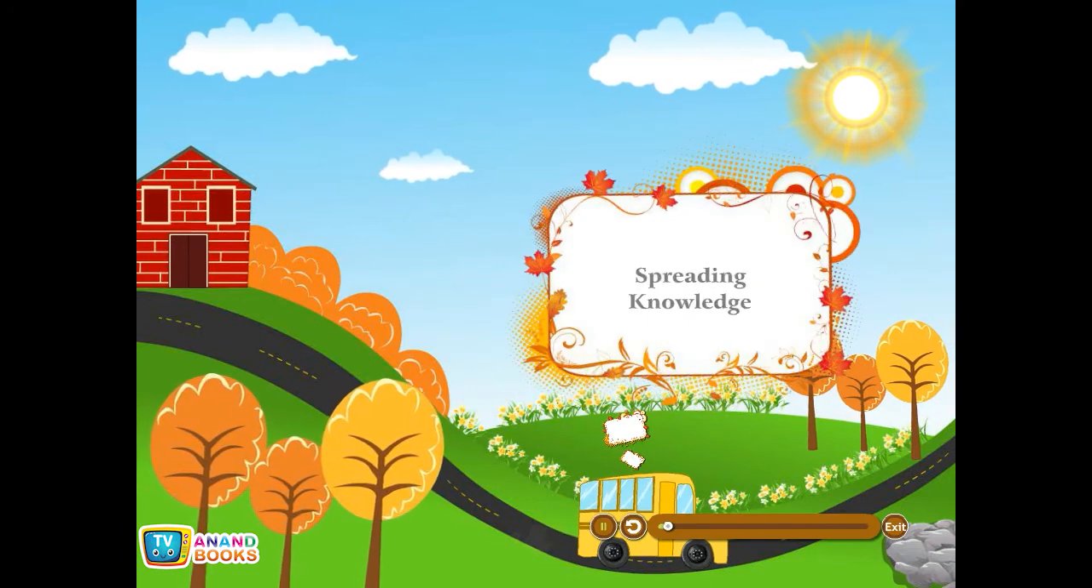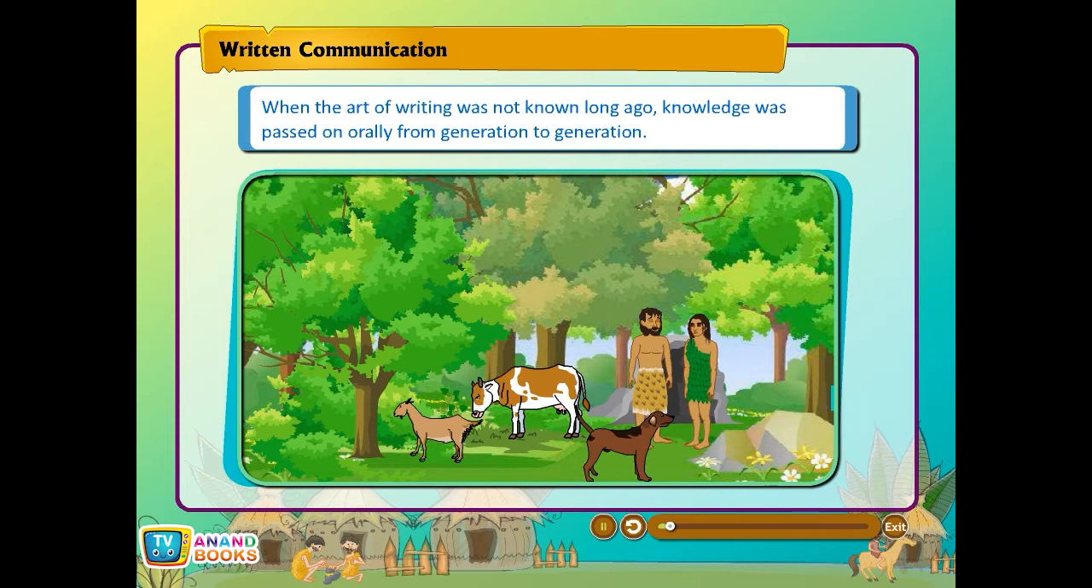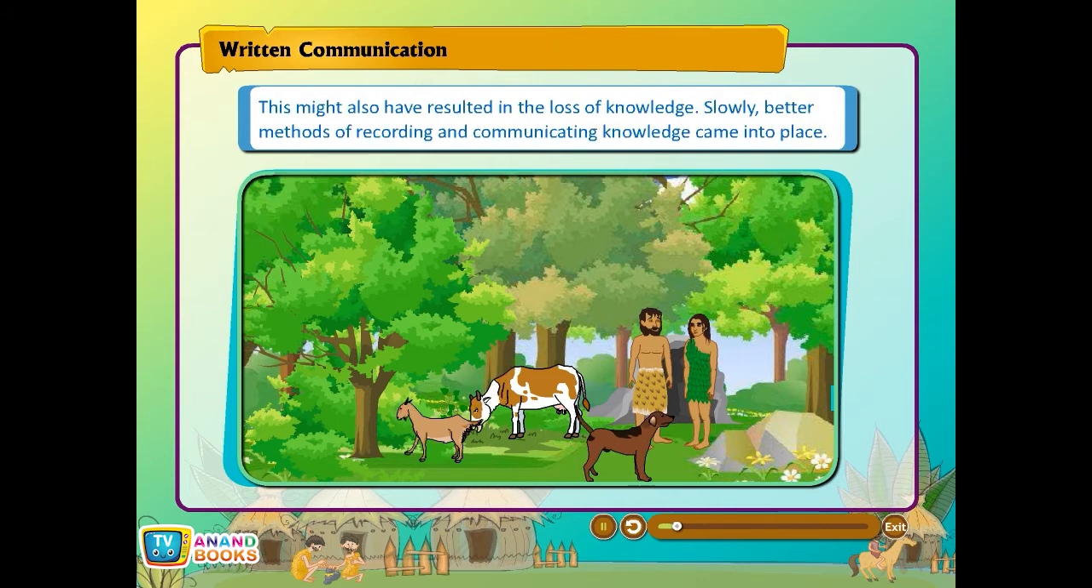spreading knowledge. When the art of writing was not known long ago, knowledge was passed on orally from generation to generation. It was not recorded in a written form. Because of this, knowledge was communicated to a very few people. This might also have resulted in the loss of knowledge.